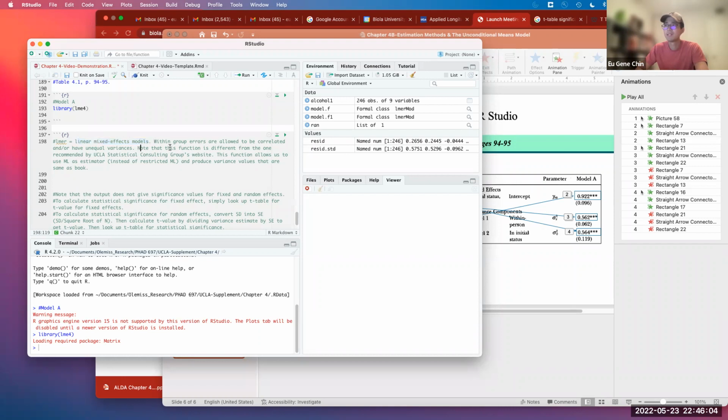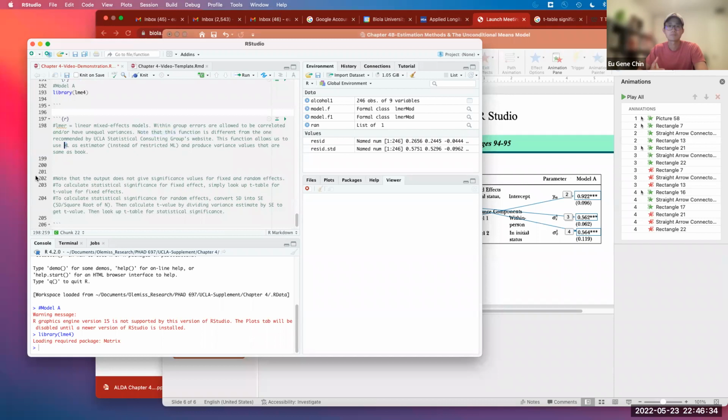I have a note here that this function, lmer, is different from the one recommended by the UCLA Statistical Consulting Group's website, because this function allows us to use full maximum likelihood as the estimator, instead of having to rely on restricted maximum likelihood. This allows us to get numbers closer to the book, and also goodness of fit statistics that apply to the fixed effects as well as to the stochastic effects.